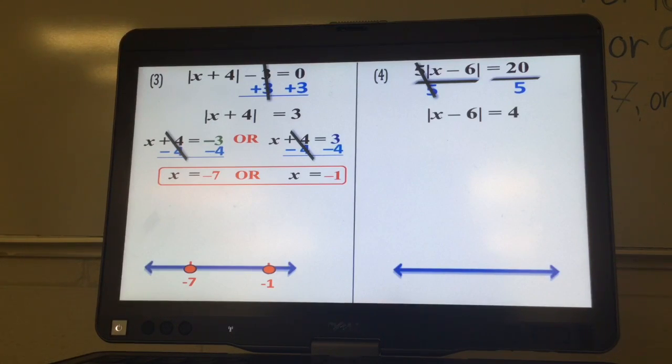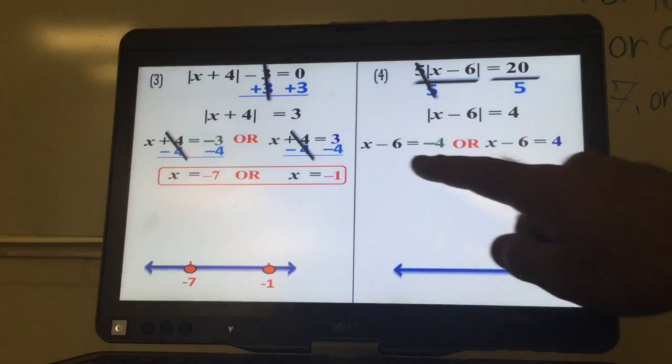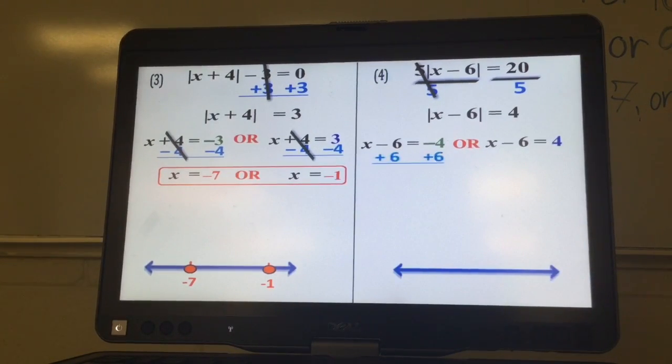All right, so when you separate this one, again, the x minus 6 does not change. The thing that changes is what it's equal to. So we have negative 4 here, we have positive 4 here. In both of them, we always do the same thing. Whatever we do to one equation, we do to the other equation. We're going to add 6 to both sides. That's going to get me 2. Over here, when we add 6 to both sides, that's going to get me 10.